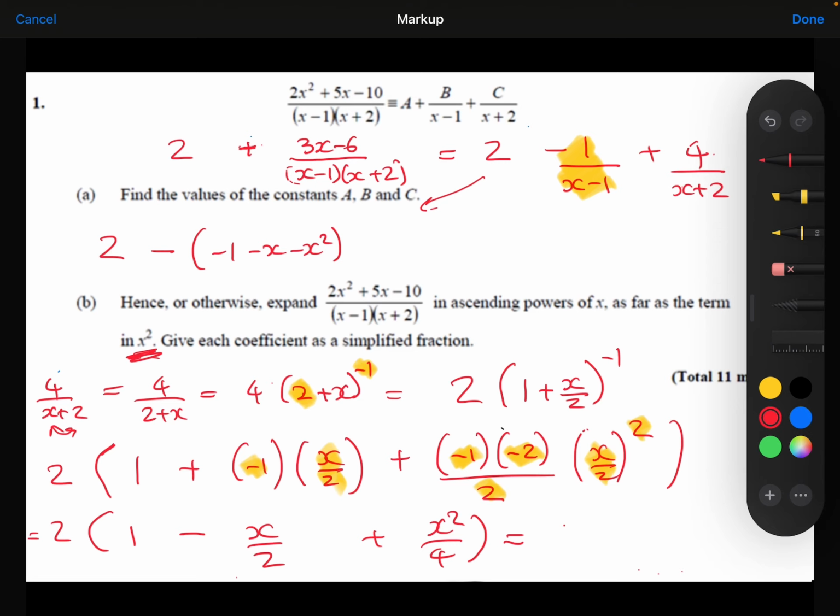Multiplying each of those terms in that bracket by 2, so the 2 times 1 is 2. The 2 times the x over 2 is x, or minus x rather. And the 2 times the x squared over 4 is x squared over 2. So we have just shown that this is the same thing as this. So therefore I can put that here.